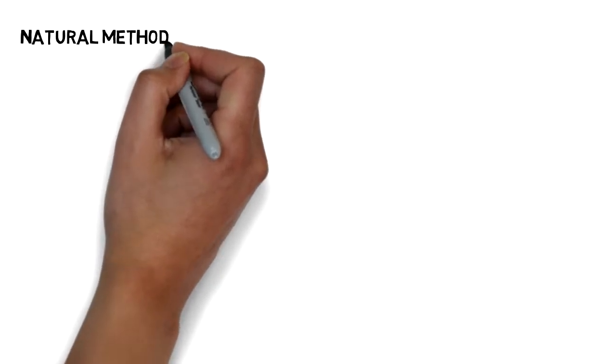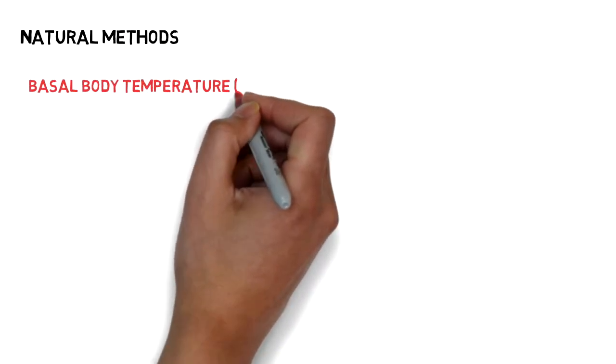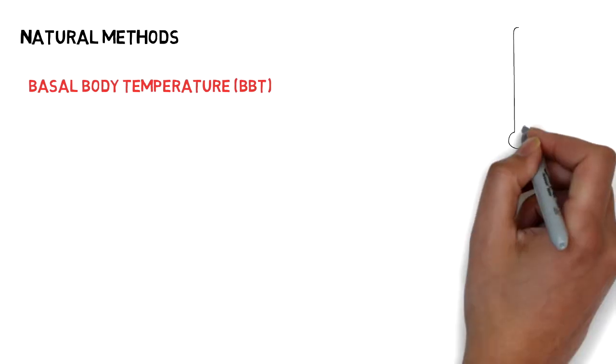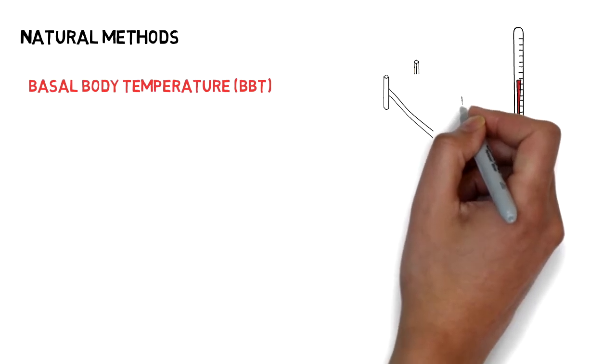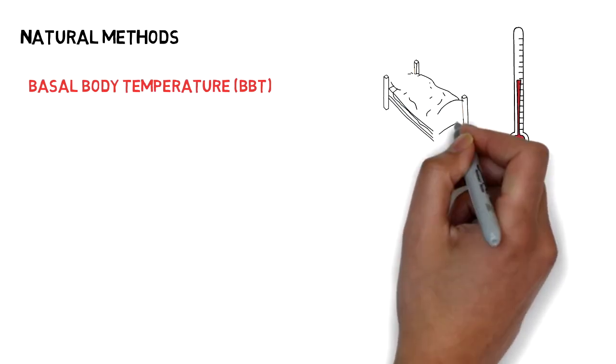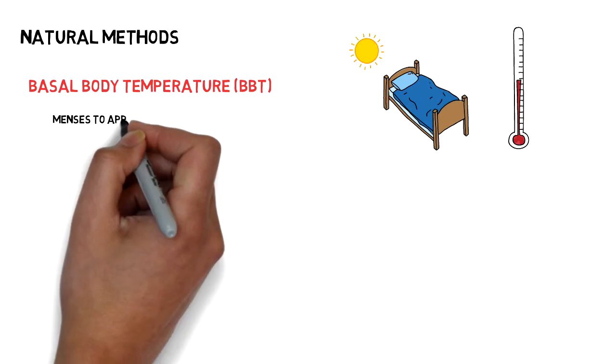Natural methods. The first natural method we'll look at is called the basal body temperature method. Basal body temperature means the lowest temperature of the day in a healthy person while they're awake so that they can measure it. So the woman would need to take her temperature as soon as she wakes up in the morning. If she sleeps in, for example, the reading won't be as accurate.